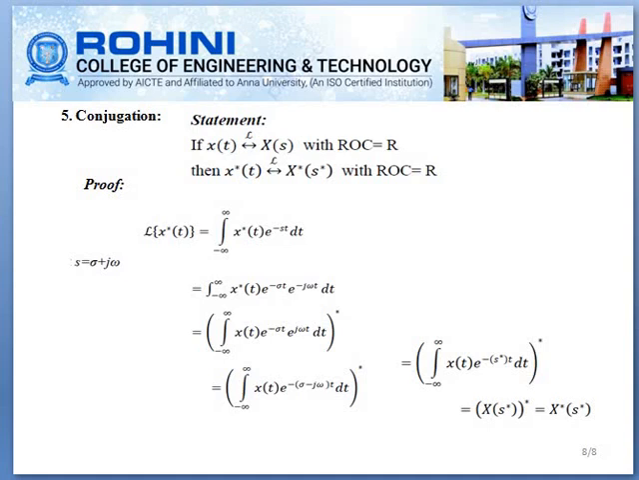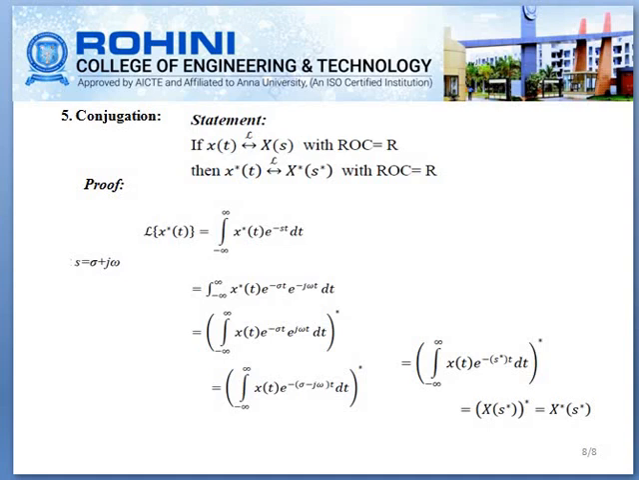Conjugation. x of t Laplace transform gives X of s with ROC capital R. x conjugate of t Laplace transform gives X conjugate of s conjugate with ROC capital R. Laplace transform of x conjugate of t is integral minus infinity to infinity x conjugate of t e power minus st into dt.